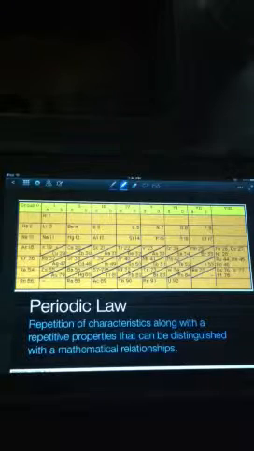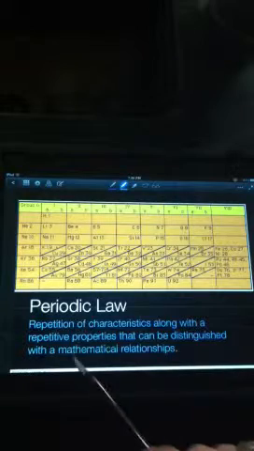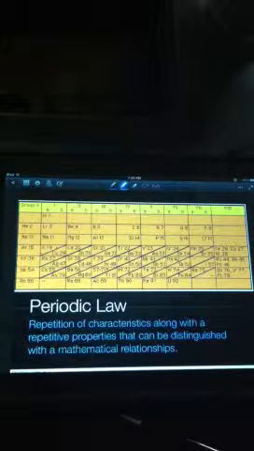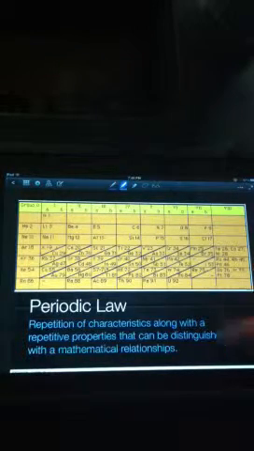Okay, these guys basically did the periodic law. The periodic law is a repetition of characteristics along a repetitive property that can be distinguished with a mathematical relationship. The mathematical relationship is important because it gives you standing with what you're doing. We always want to try to back up with math. And so this whole time we've been kind of bouncing around, the whole range of the periodic table was based on, bam, periodic law.